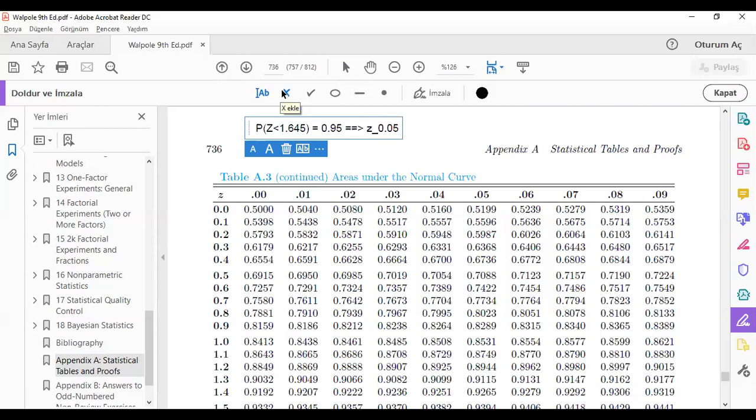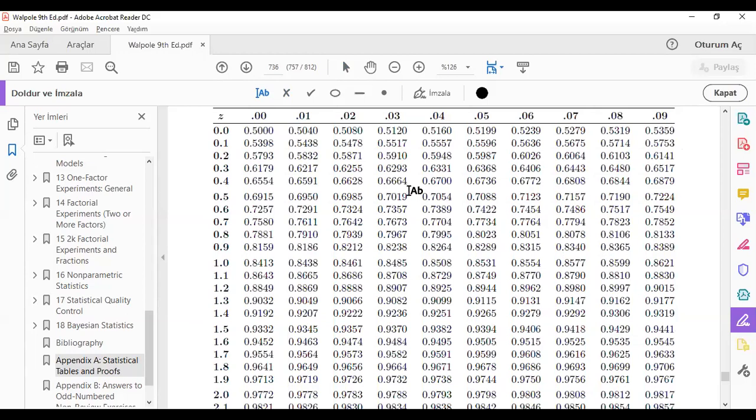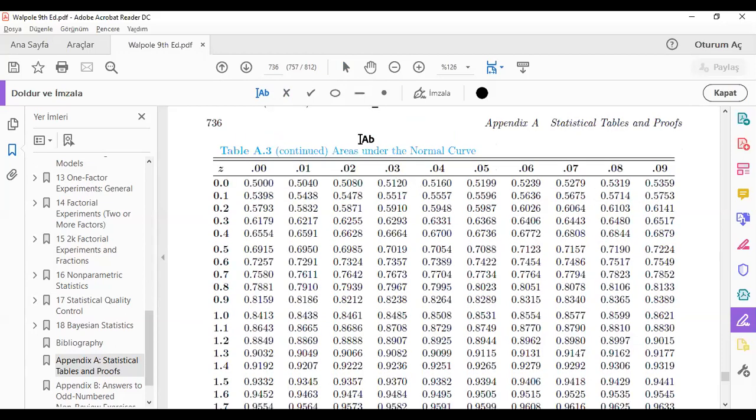What does it mean? Z sub 0.05 is the z value that leaves an area of 0.05 to the right, which means it leaves an area of 0.95 to the left. So this is equal to 1.645. Great. So for example, let me ask you, just by looking at this table, what is z sub 0.14? Can you find it from this table? Let's find the approximate value. What is the value of z sub 0.14?